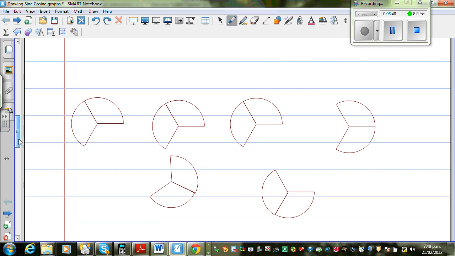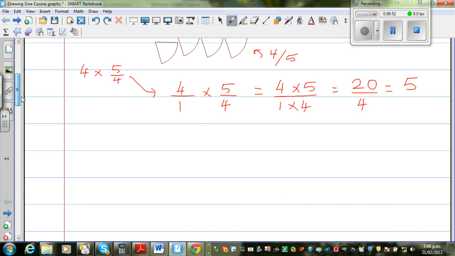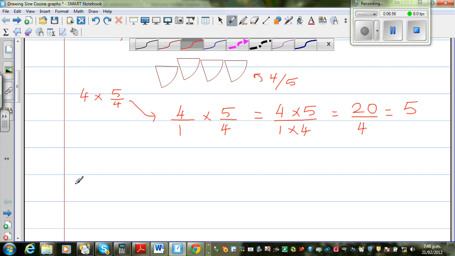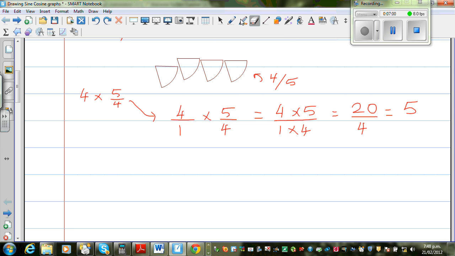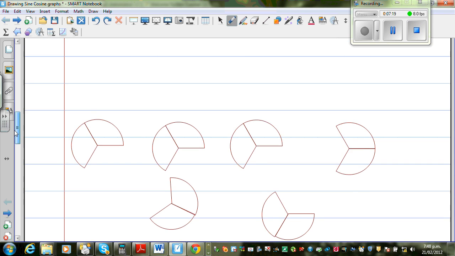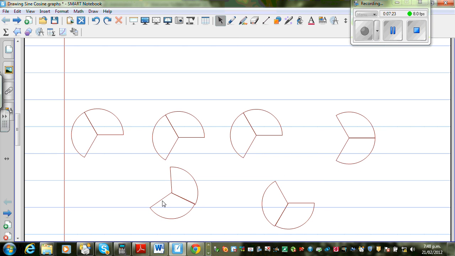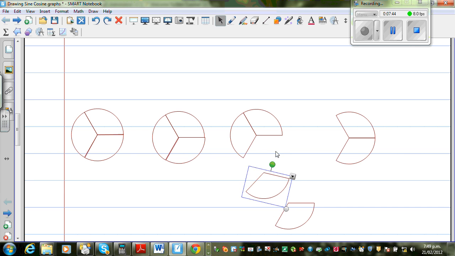Okay, so the next question is, let me write one question here. Let me use a different color. The second question is 4 divided by 2/3. So let me move this back. This is one whole, this is one whole, this is the second whole. I've got a program which can move parts of a fraction. So this is the third pie, and this is the fourth pie.